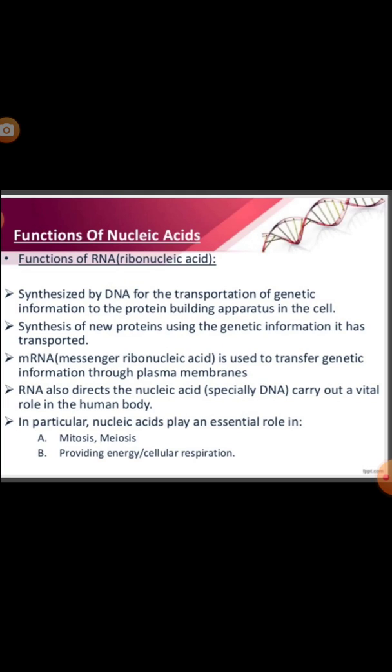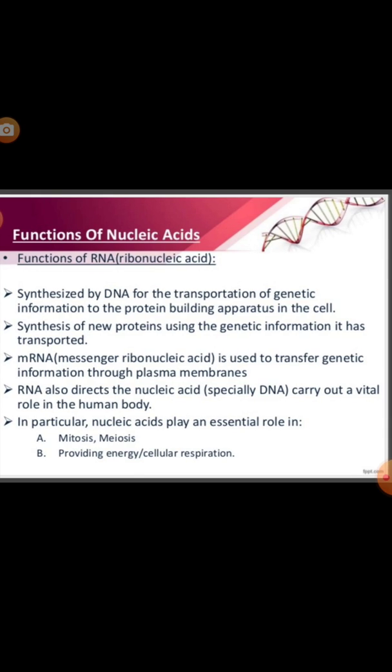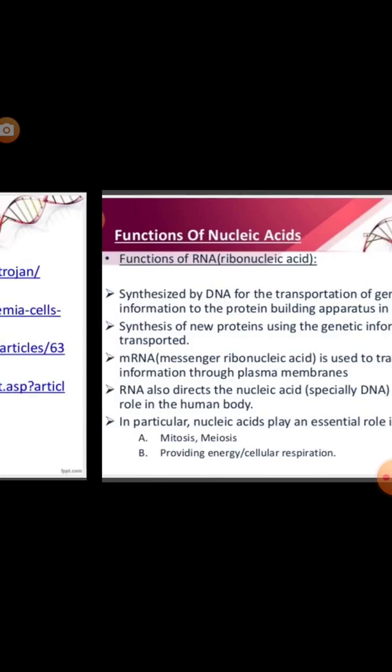And second, providing energy in cellular respiration. Nucleic acids provide energy in the form of ATP, adenosine triphosphate, for proper cellular respiration, that is intake of oxygen and removal of carbon dioxide with the liberation of energy in the form of ATP.